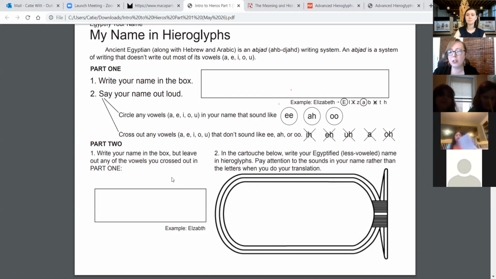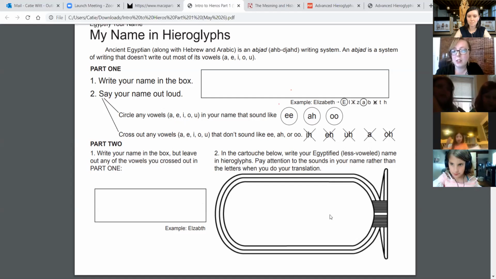A cartouche is a French term for this kind of rope that encircles the name of a king or royalty. So we're going to put our name today in a cartouche. Once you have finished crossing out letters, you can write your name in this cartouche here.